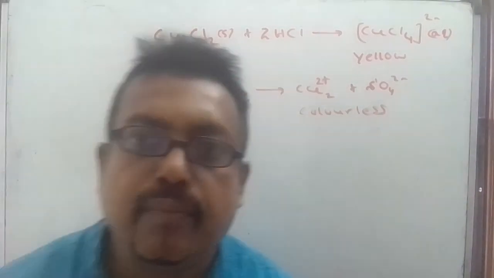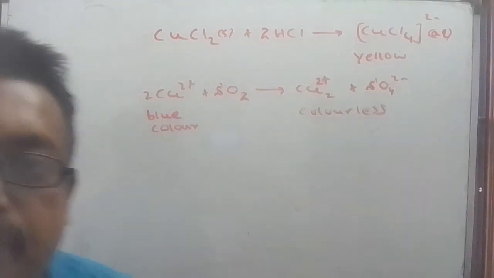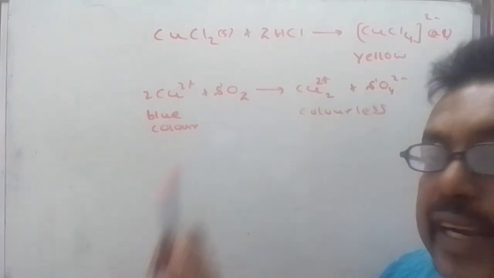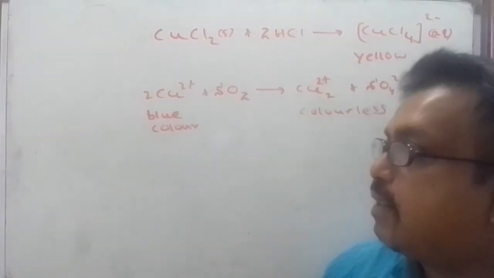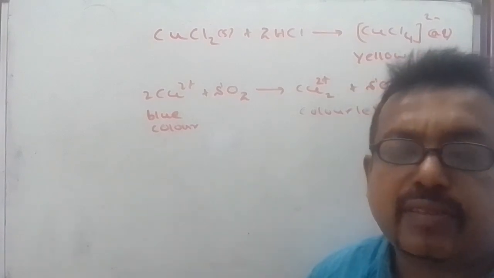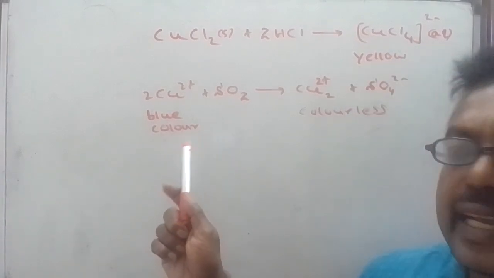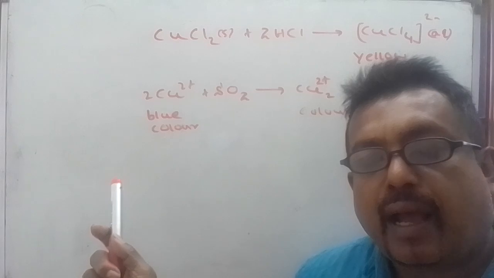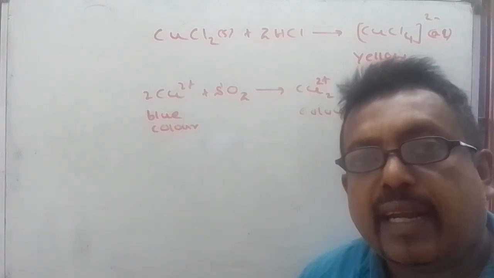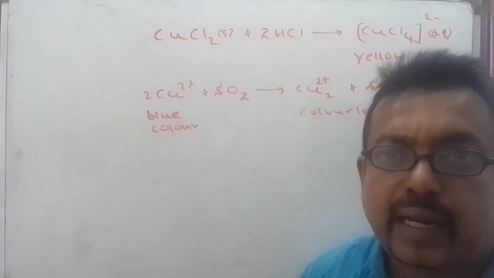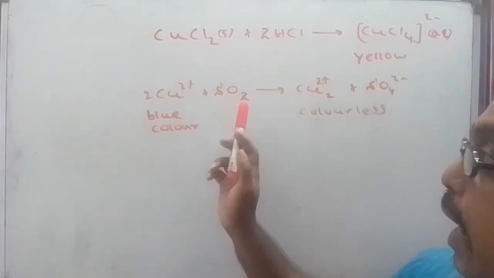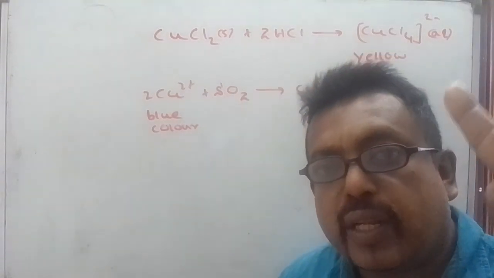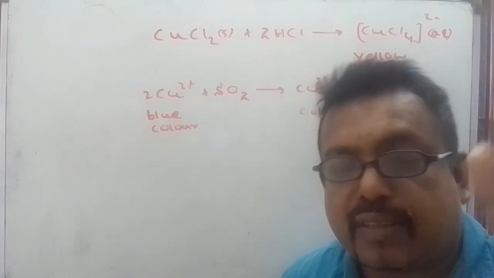Right. This reaction can be used as a test for sulfur dioxide gas. Here the sulfur dioxide decolorizes the copper 2 plus solution. This is something I gave you in your anion identification part. In the anion identification part, I mentioned this reaction. There we have two reactions to identify sulfur dioxide.